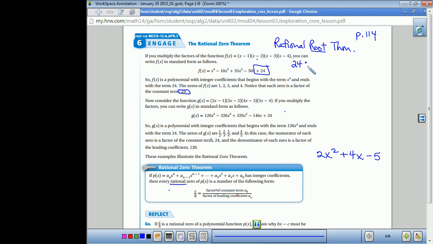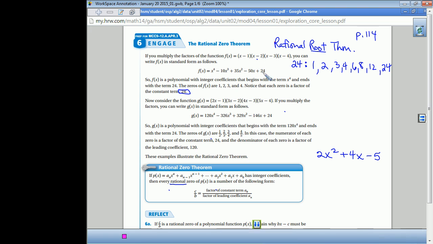And just to refresh ourselves, the factors of 24 are 1 and 24, 2 and 12, 3 and 8, 4 and 6, and that's it, right? So here's a list of all the factors. And if we look at our zeros, 1, 2, 3, and 4, are they in that list? Yeah, there's some other numbers in that list, but all the factors are in that list.